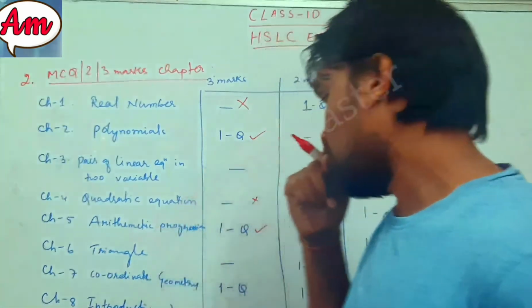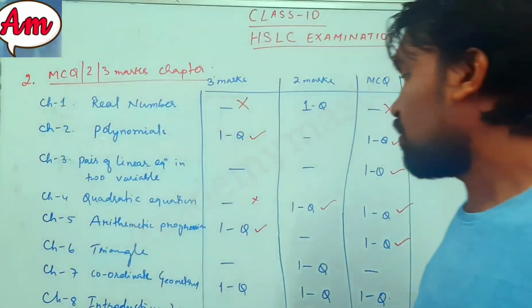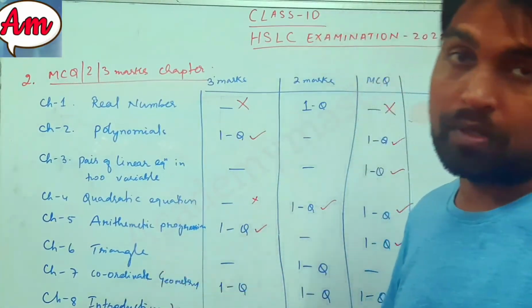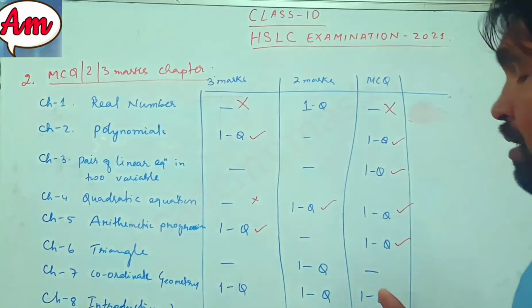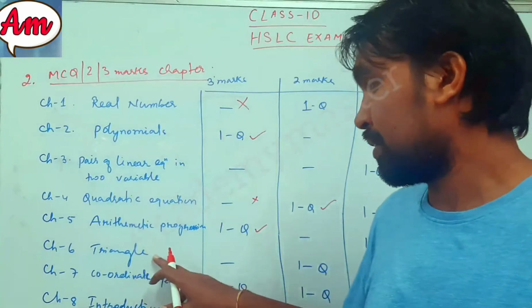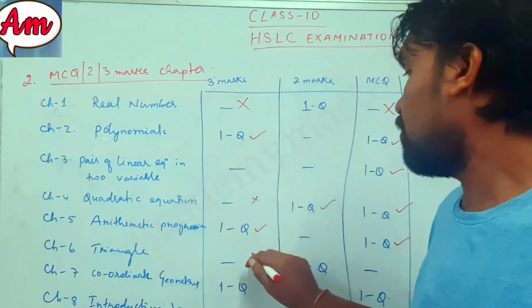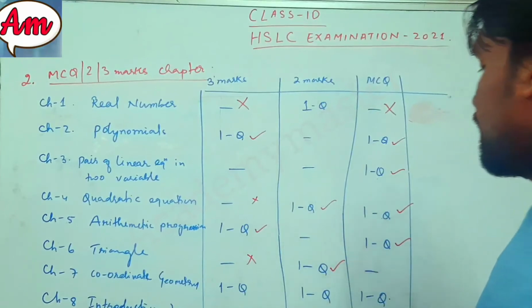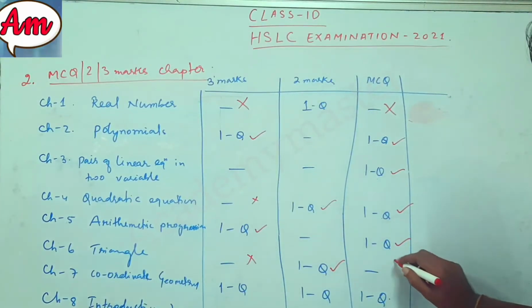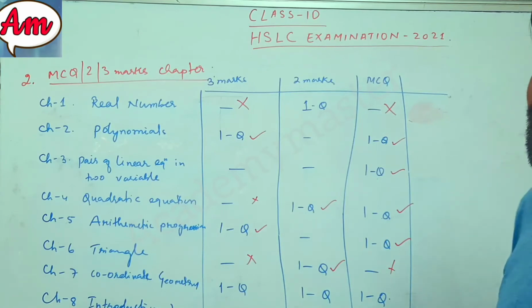Triangle chapter, chapter number 6, as I have already told you, this chapter has 2 theorems. So 5 marks, plus exercises are there. So 5 marks is also coming from this chapter. There will be no 3-mark questions from this chapter. 1 2-mark question will be there, and there will be no MCQ from chapter number 6. So chapter number 6's MCQ you don't need to study.